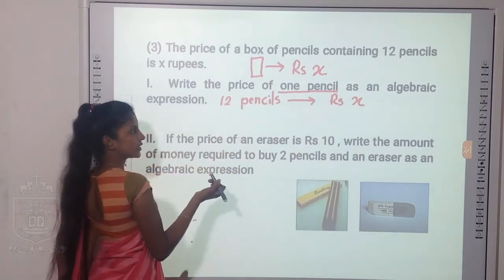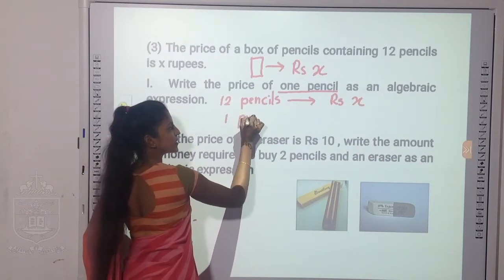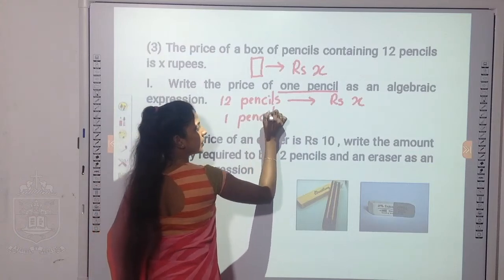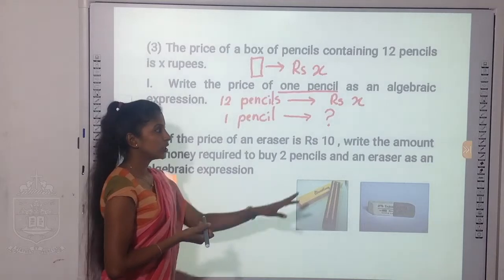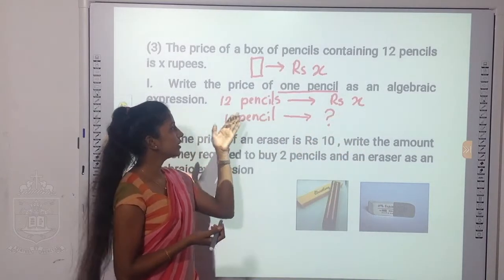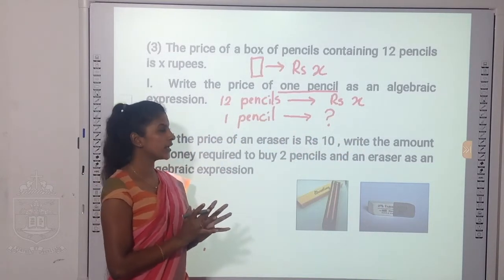You have to build up an expression for the price of one pencil. That is what you have to do. The total value should be divided by the number of pencils inside the box.